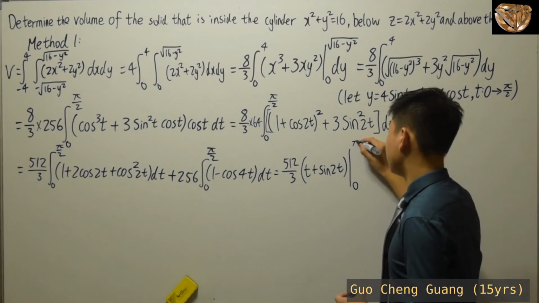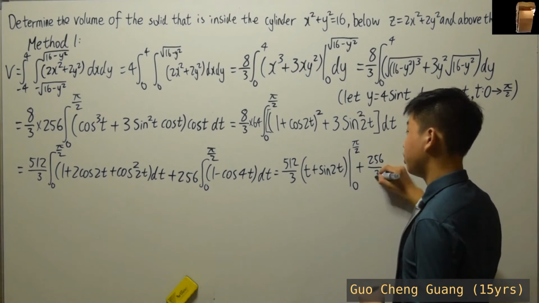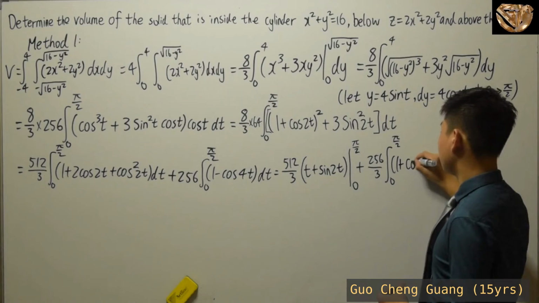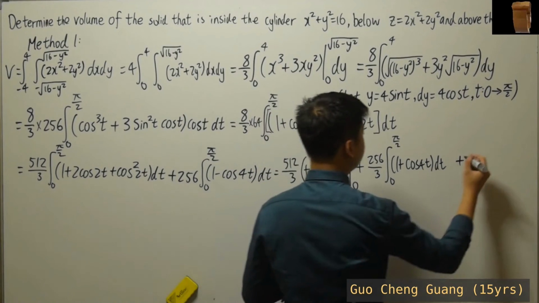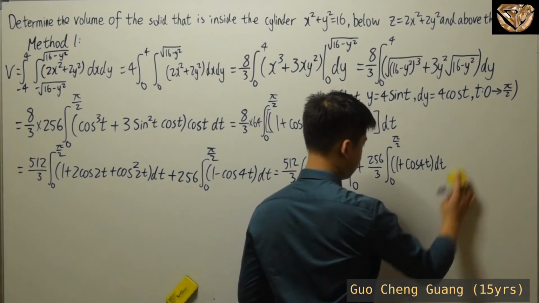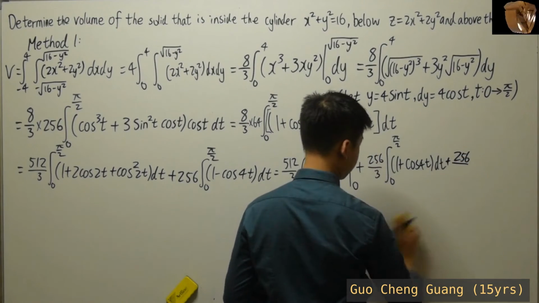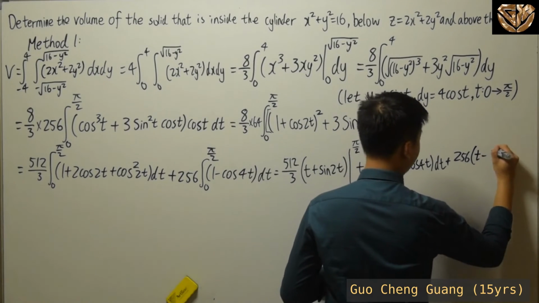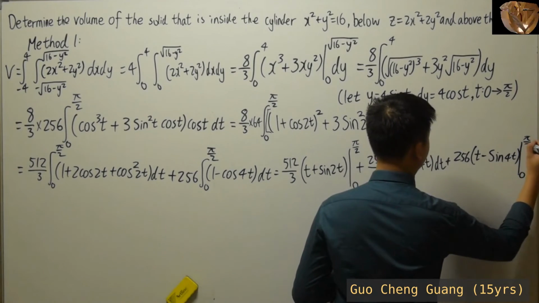Substitute in the values of 0 and half pi. And then you add on 256 over 3, integrate from 0 to half pi, 1 plus cosine 4t dt. And then in your second term, you're going to have 256t. I'm actually going to write this better, so plus 256 over, there's no over 3. Then you're just going to have t minus sine 4t, substituting the values of 0 and half pi.